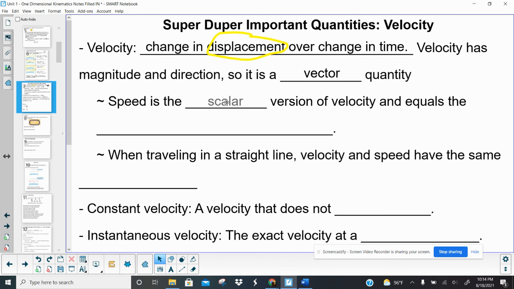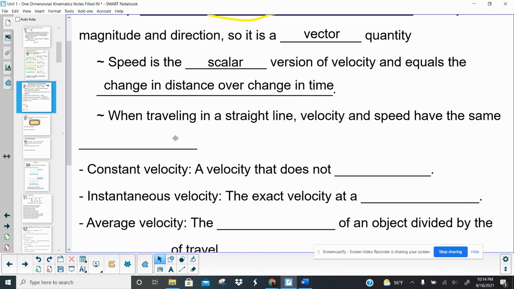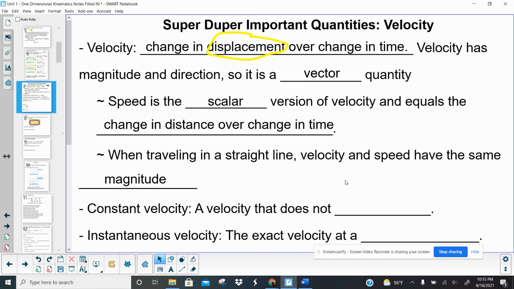Now speed is the scalar version of velocity. So this actually is the change in distance over the change in time. So again, the difference between these two is that velocity is referring to displacement, speed is referring to distance. However, for a lot of the times right now in this unit, we're going to be traveling in a straight line. So if that's the case, they have the same magnitude because our displacement is going to have the same magnitude as distance because we're traveling in a straight line. If I'm not curving all over the place, distance and displacement are going to have the same magnitude.